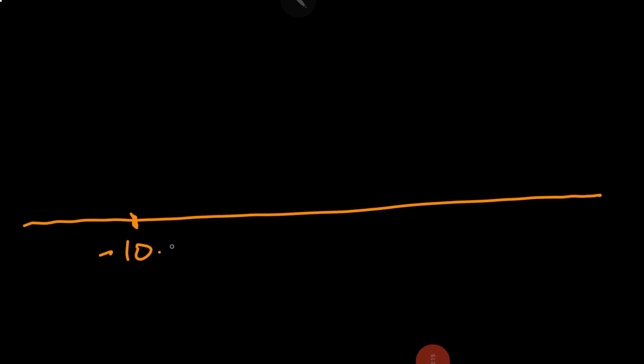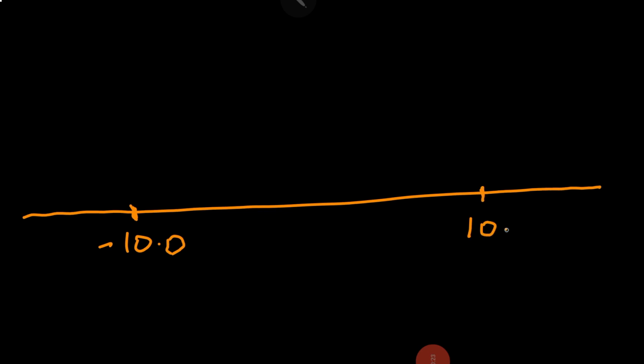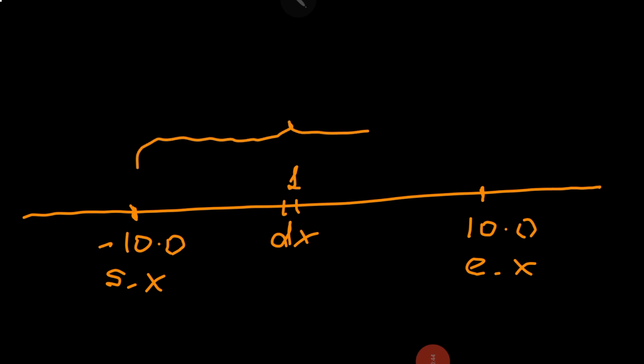Now we need to create our domain for calculation. So we will calculate from minus 10 till plus 10, and we will call these points start x and end x. These will be user-defined values. One small step will be delta x, or 1. And this is our complete domain with n dots inside.